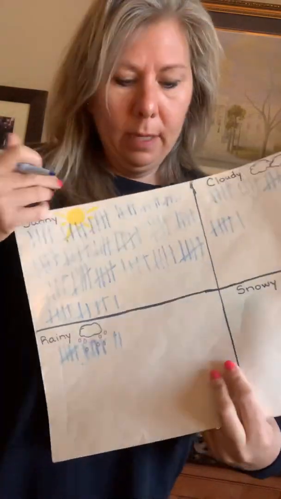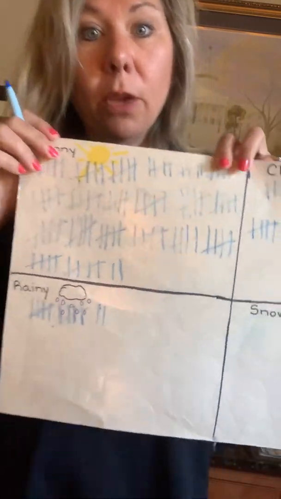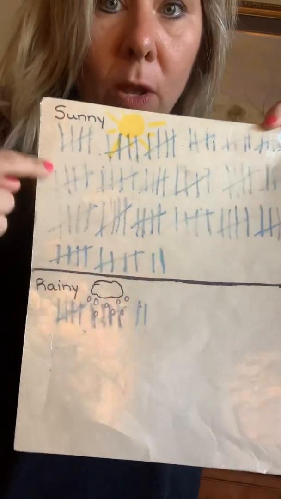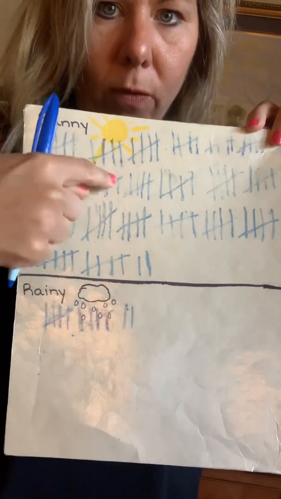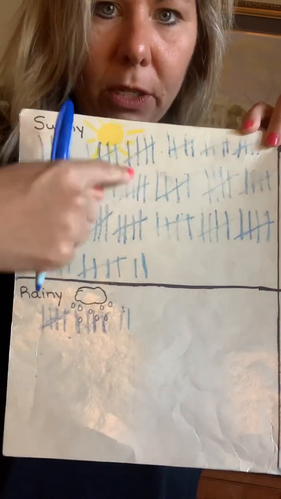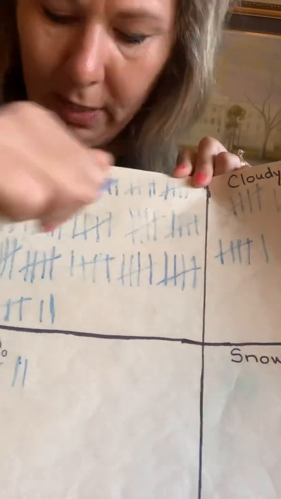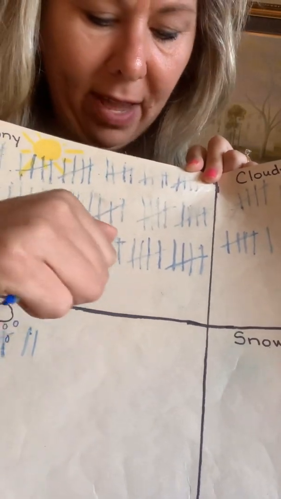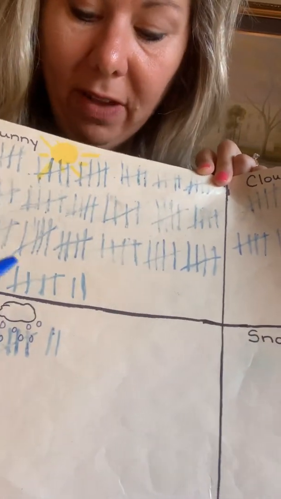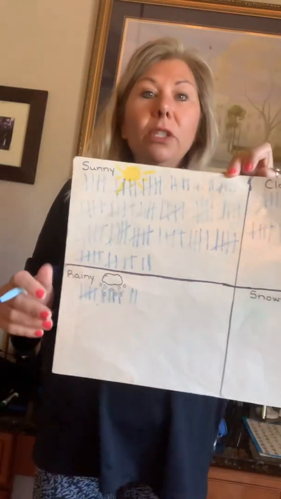Sunny. Here it is. And tally mark. Remember, you count these if it looks like karate chop. 1, 2, 3, 4, hi-ya, that makes 5. So, ready? 5, 10, 15, 20, 25, 30, 35, 40, 45, 50, 55, 60, 65, 70, 75, 80, 85, 90, 95, 100, 101, 102. We've had 102 sunny days.